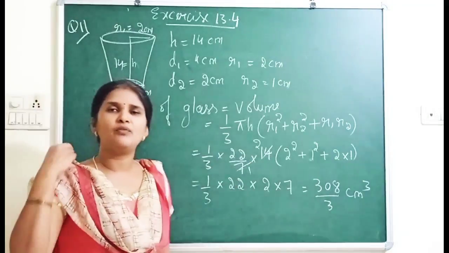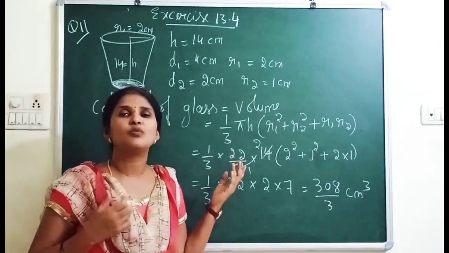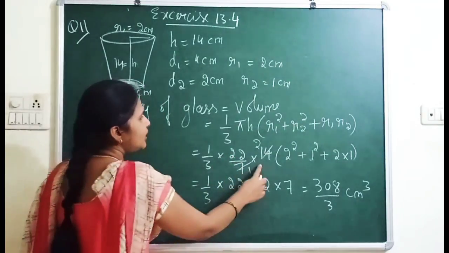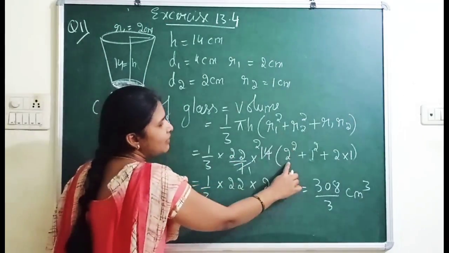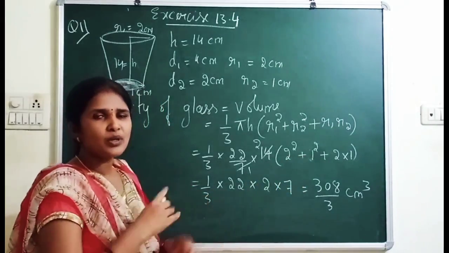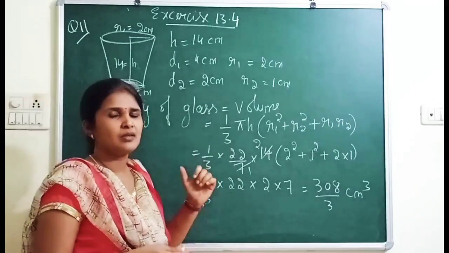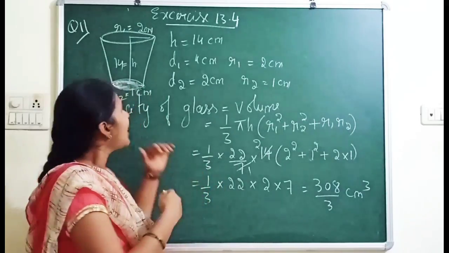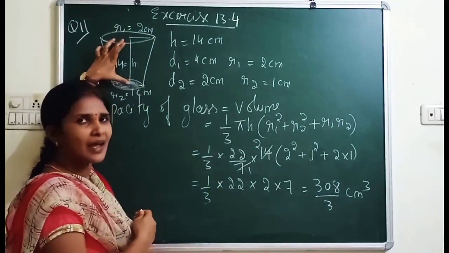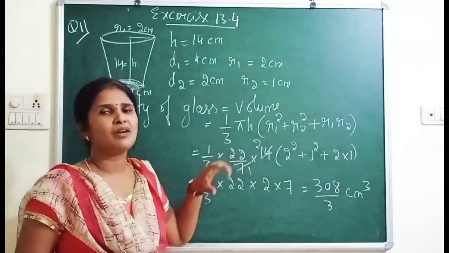Unless he gives 3.14, please take pi value as 22 by 7. So into h, which is 14. And R1 and R2, I said already, can be interchangeable. There is nothing that you have to take R1 as this only and R2 as this. So you can take R1 and R2 as you wish, however you are writing the diagram. According to that you can take R1 and R2.